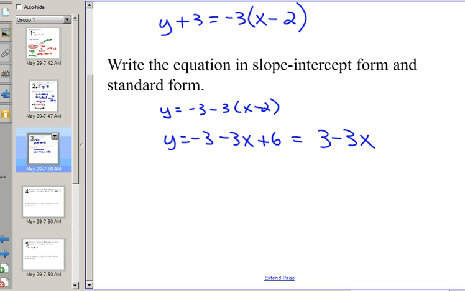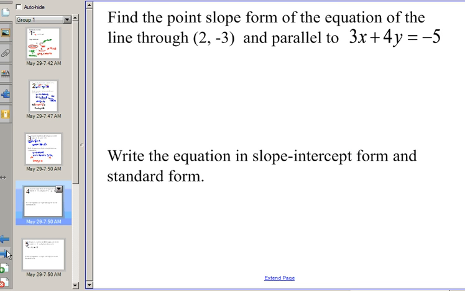And now if I want my standard form, I would add 3x to both sides and get 3x plus y equals 3. There's my standard form. All equivalent, all have the same slope, the same y-intercept. You may get a different sort of equation.